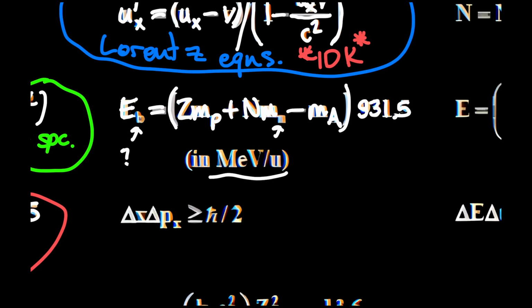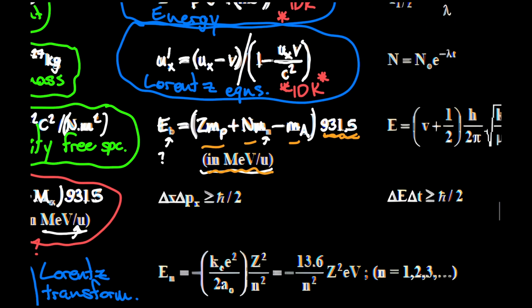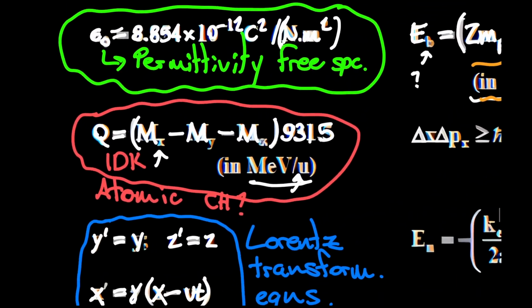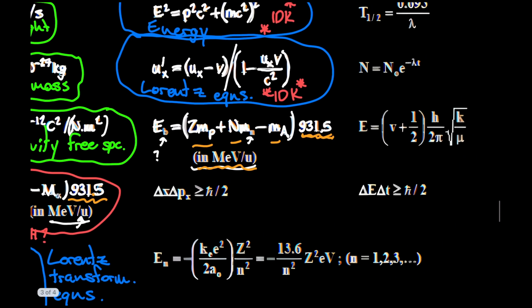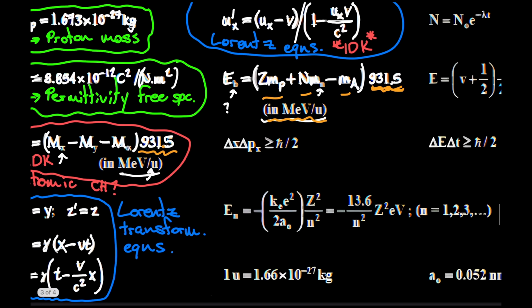And here we have 931.5, which instantly kind of reminds me of something we've seen. Take a look at this. I'm going to use miscellaneous color 2. 931 in mega electron volts, and then here we have these m's. This looks super similar to this equation here. You see this 931? Actually, there should be a decimal point over here: 931.5. Here we have 931.5. Right underneath the equation, it gives us the units in mega electron volts per lowercase u.